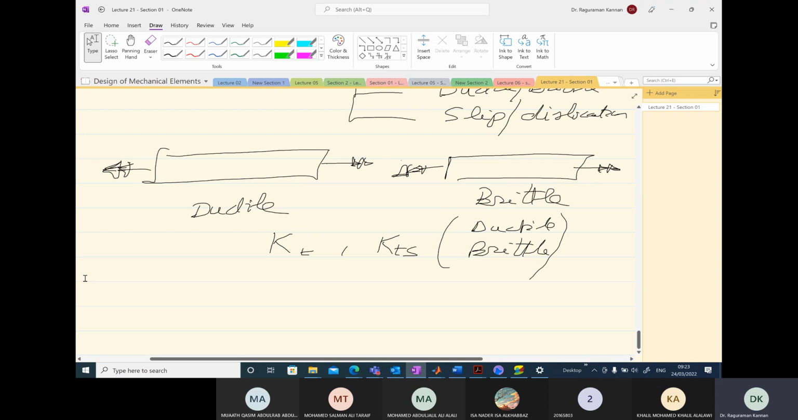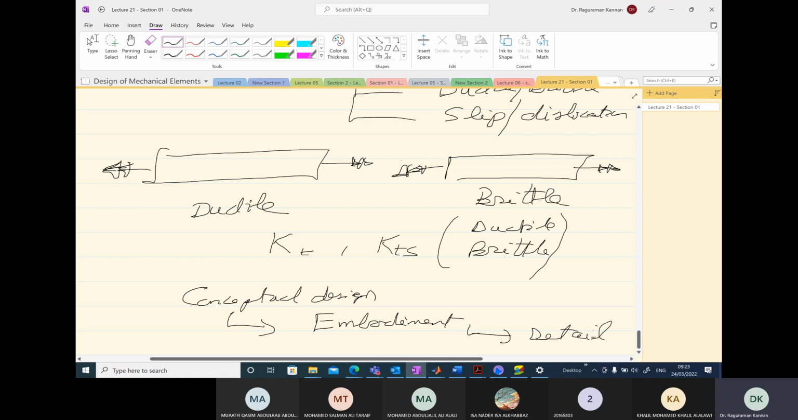In the first chapter, I can ask you about the conceptual design phase. Right after the conceptual design, what is the phase we have? The embodiment design phase, and then detailed design. You should know what these different design phases are.